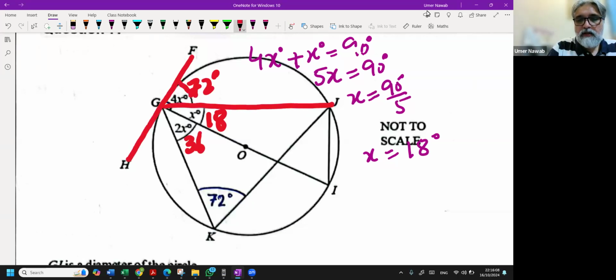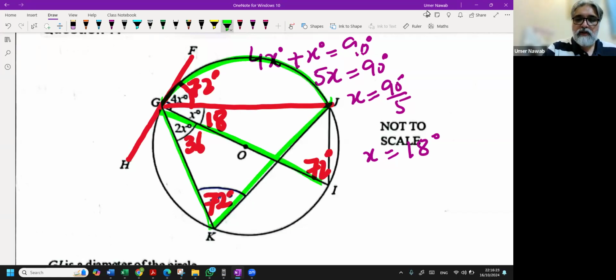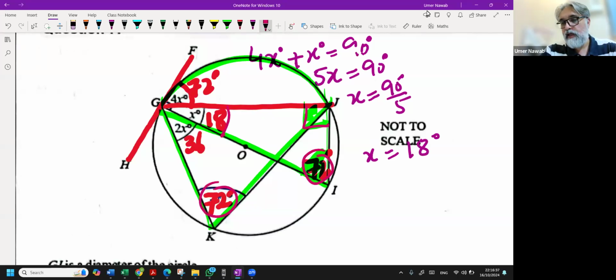So you remember chord and the tangent, if this is alternate segment, this is 72. So that also should be 72. And this is also 72 by using angle in the same segment. If this is 72, that has to be 72. You can find this angle by using this 90-degree as well. So there are many ways. If you don't want to use alternate segment theorem, you can find this 90, you can find this 18, this is 72, then you can also find this one as 72.